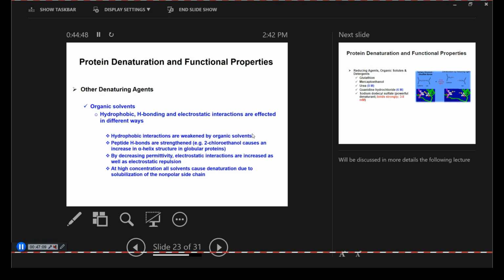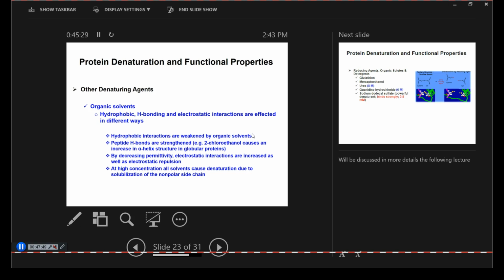So other than salt and pH and temperature, obviously, we have organic solvents that can cause denaturation of the protein. All of these bonds are impacted in different ways. Hydrophobic interactions are weakened by organic solvents. Why? Because hydrophobic residues don't like water, and when they are in a water medium, they're inside, interacting with each other via hydrophobic interaction. When you have organic solvents, they enhance the solubilization of the nonpolar side chains.